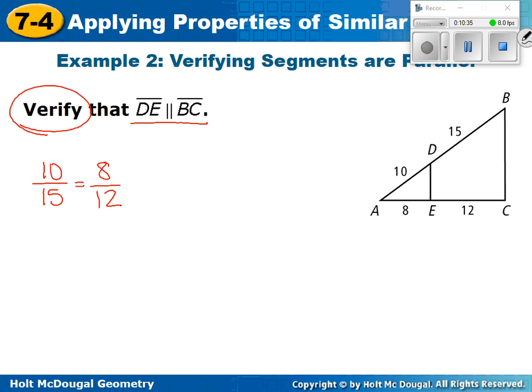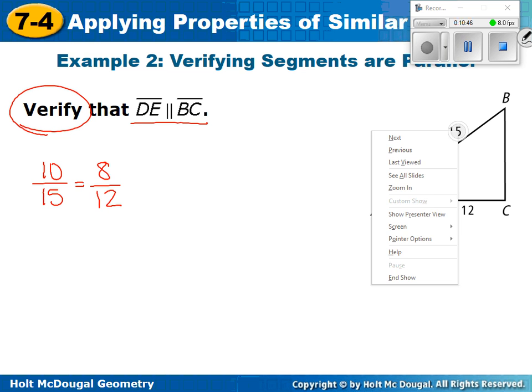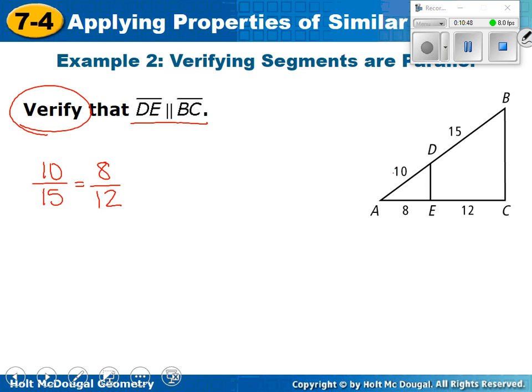Okay. Would it have been okay if I would have done 15 over 10 is equal to 12 over 8? Okay, so it doesn't matter. Just don't switch. You can't do 10 over 15 and then come down here and do 12 over 8. So start in the same location, okay?